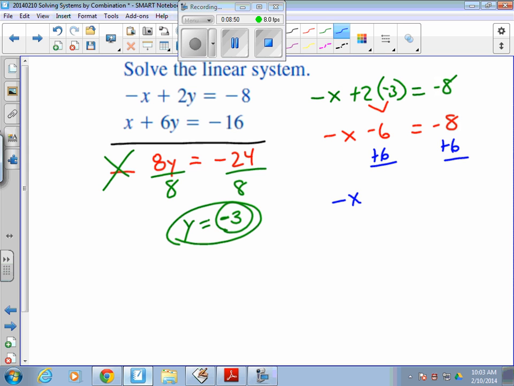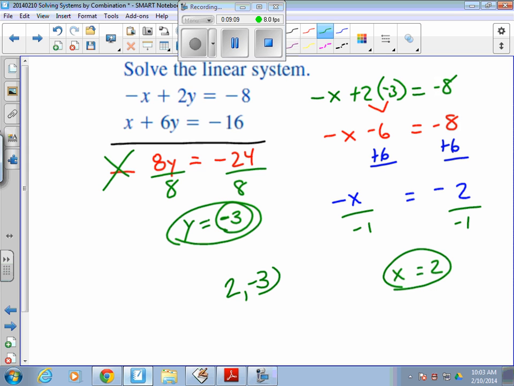And you have negative x equals negative 2, and then get rid of multiply by negative 1 by dividing by negative 1. And a negative divided by negative, x's value is positive 2. So you have x, y written as 2, negative 3. Don't do all of that work to get those values and then write them in the wrong order. Make sure you put x and then y. 2, negative 3.